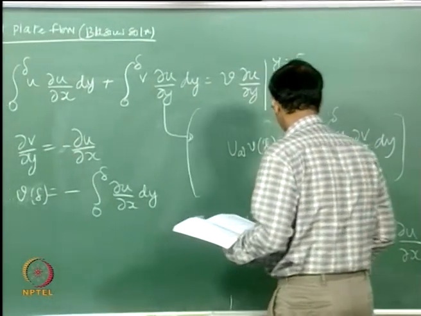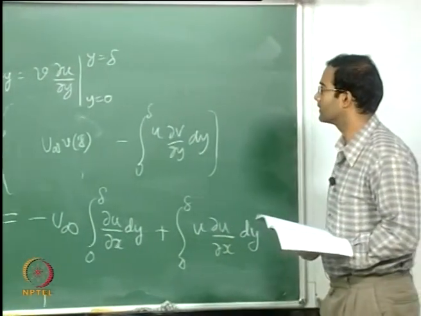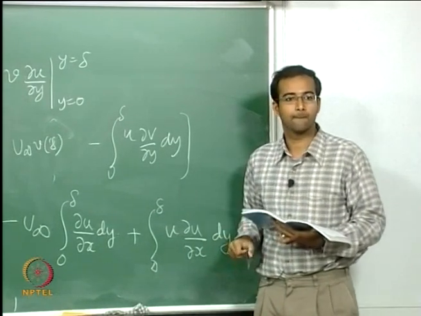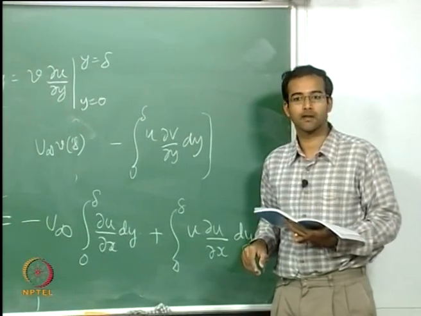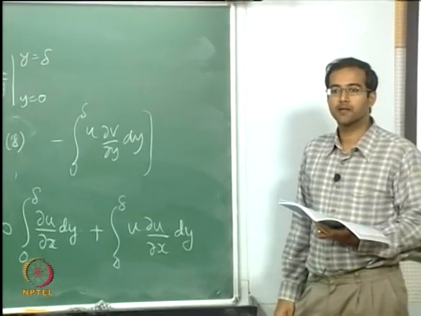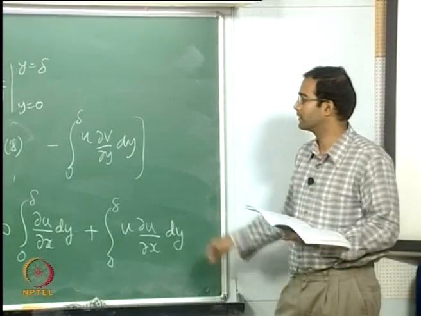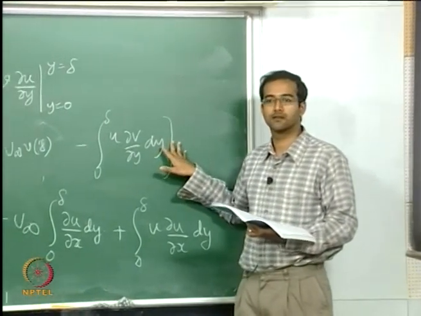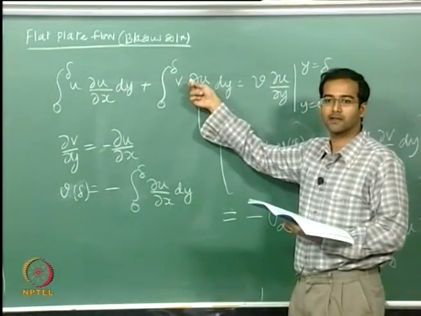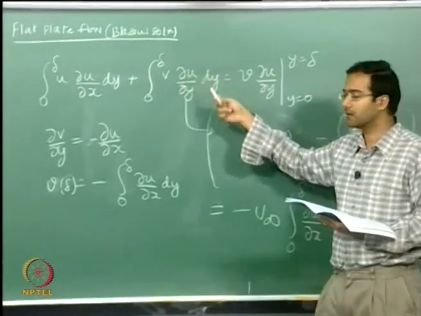So this is how my second term, and now you can see I have eliminated v completely. I have written everything in terms of u. Is that clear? Which part? Integration by parts, okay.